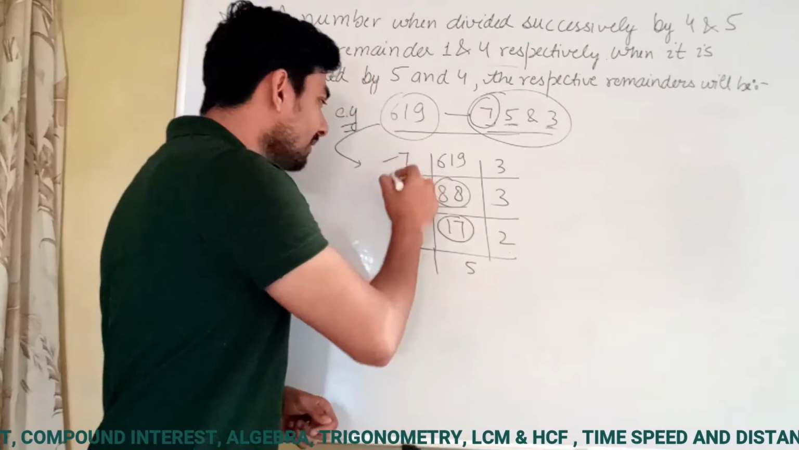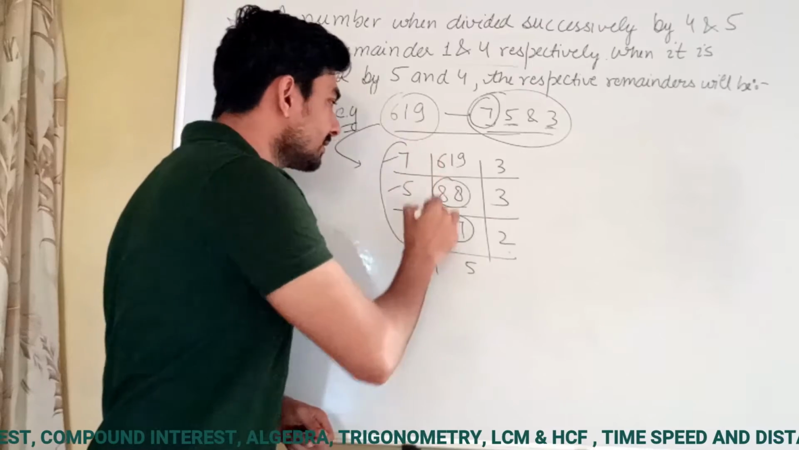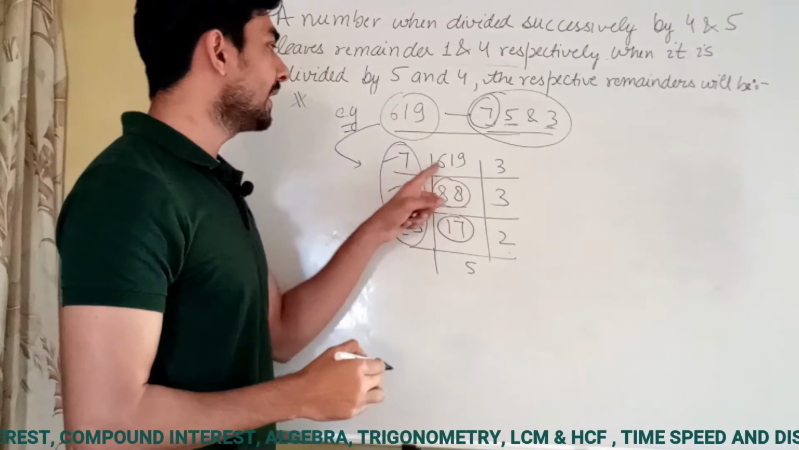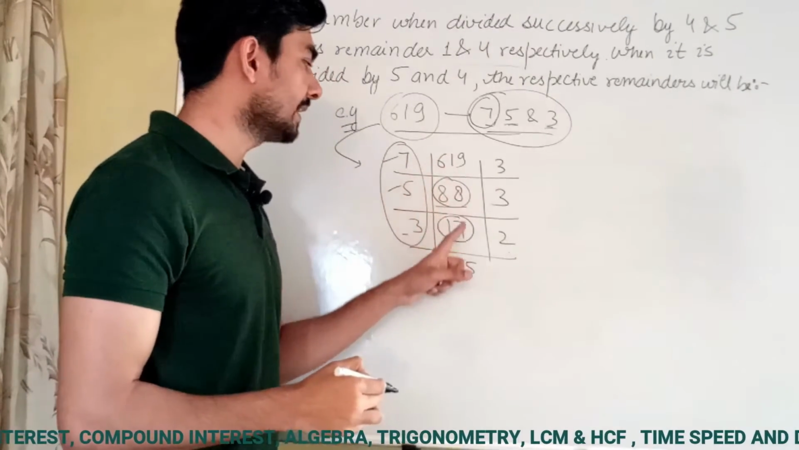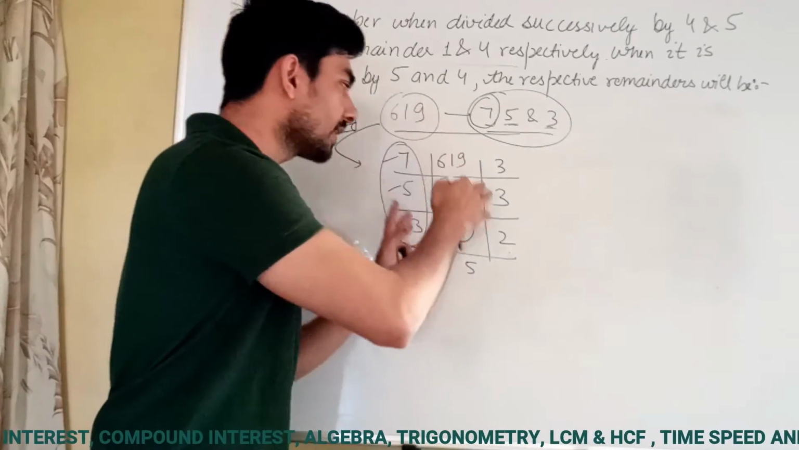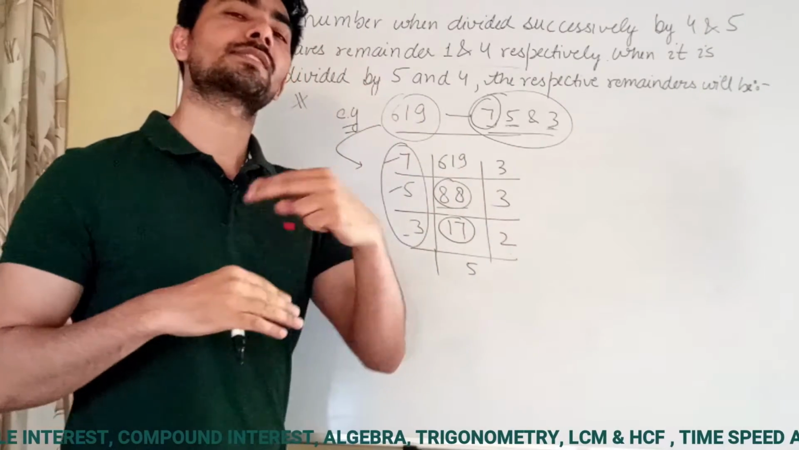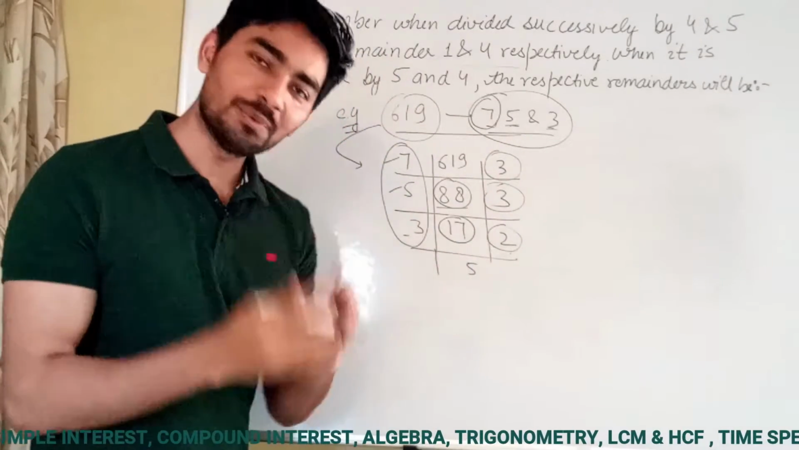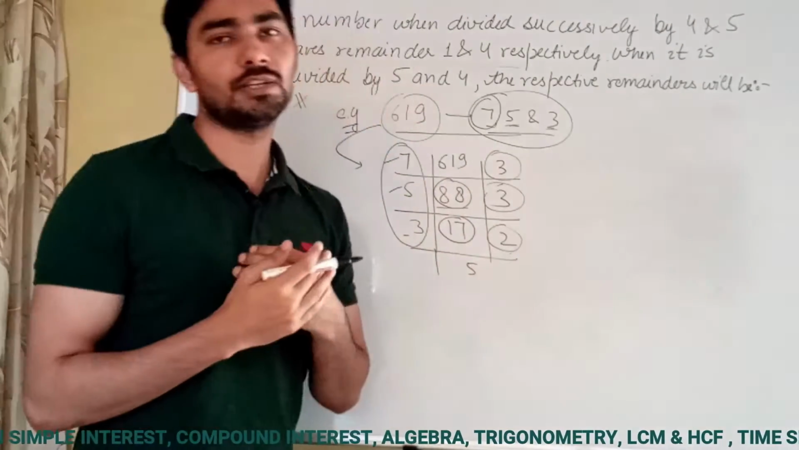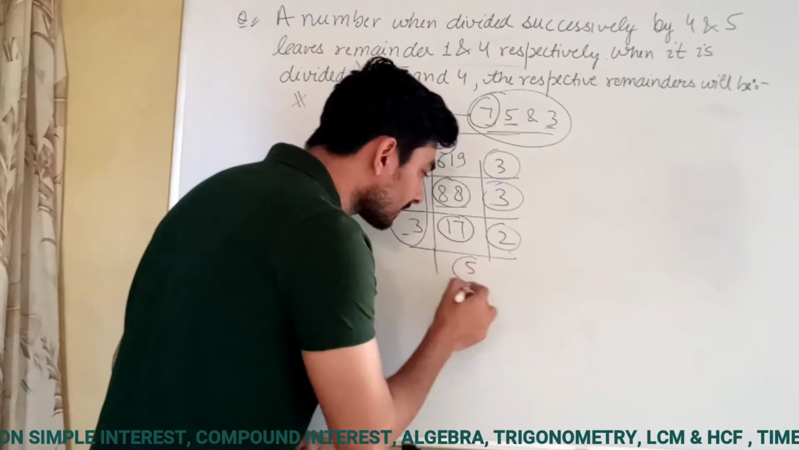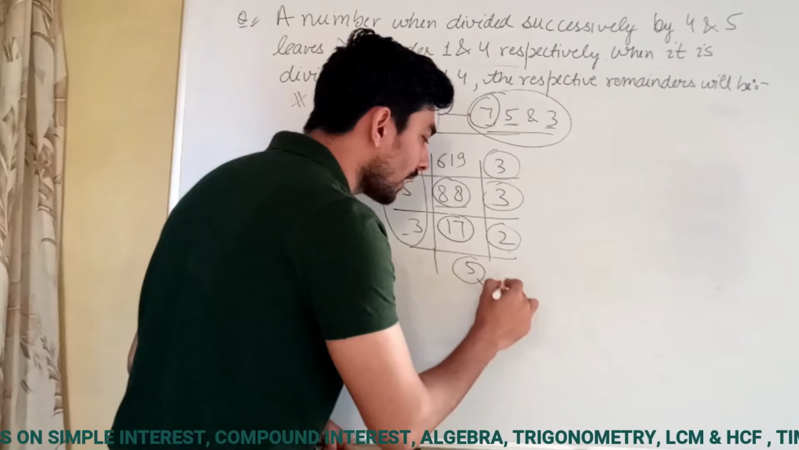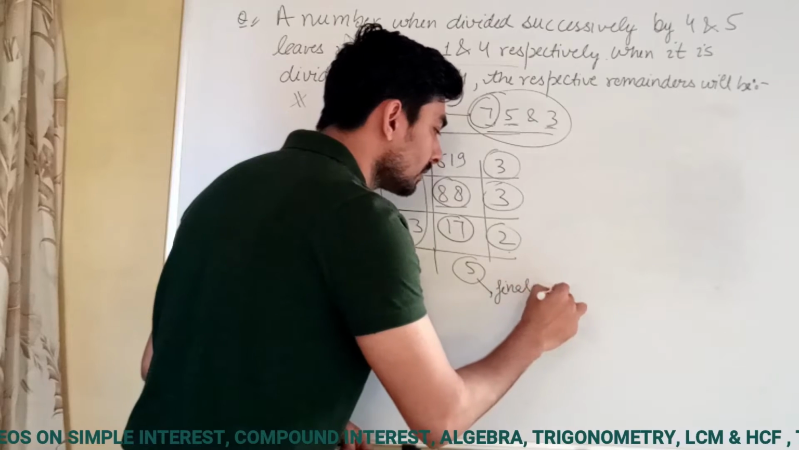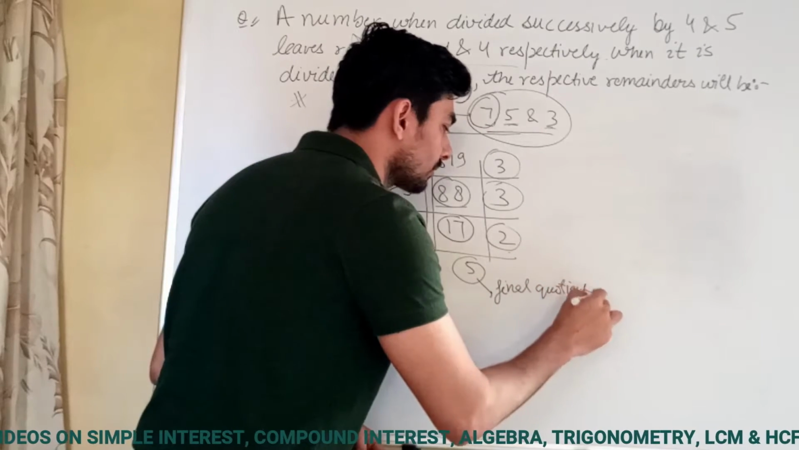So 7, 5 and 3 are the successive divisors by which we are dividing 619, 88 and 17. This is how we can divide a number successively. 3, 3 and 2 are our successive remainders, and here 5 is our final quotient.